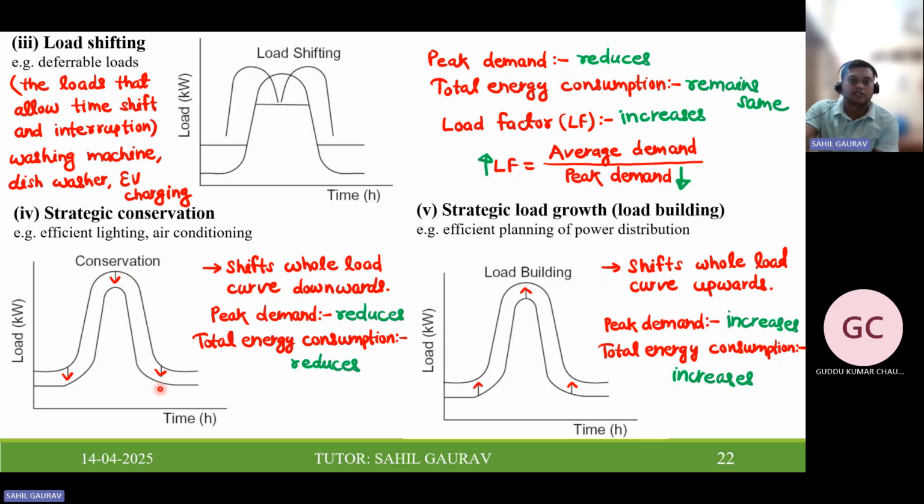Strategic conservation means you are shifting the whole load curve downwards. In this we have peak demand and total energy consumption both reduce. While load growth means both peak demand and energy consumption increase.